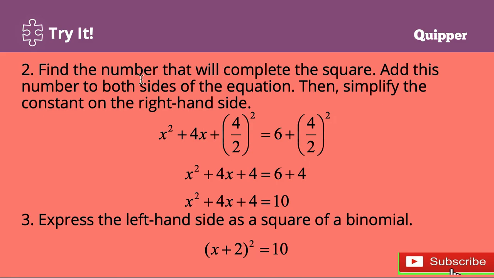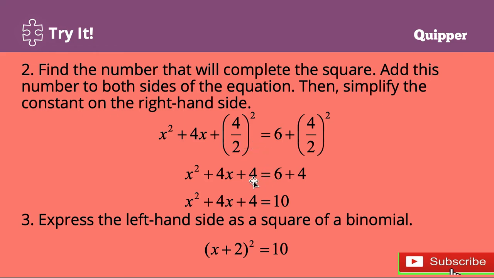Second, find the number that will complete the square. Take note, in finding the number that will complete the square, we are just going to take the half of the coefficient of the middle term, then square it. So half of 4 is 2, then take the square of 2, we have 4. And we are going to add this number to both sides of the equation. Then simplify the constant on the right-hand side.